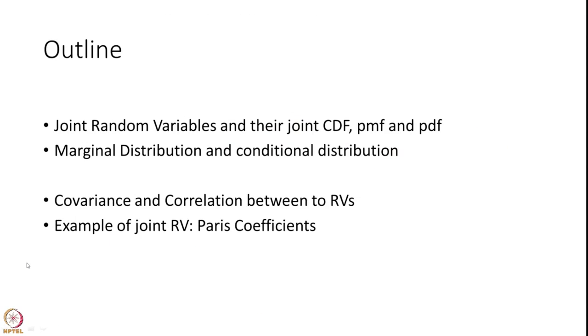So, in this particular session, we would like to introduce what are known as joint random variables and their joint cumulative distribution function, probability mass function in case they are discrete, and probability density function in case they are continuous. Then we will introduce the marginal distribution function and the conditional distribution. We will also define the covariance and correlation between such two random variables. And finally, we will give an example in terms of Paris coefficients, estimated Paris coefficients. Let us move on.